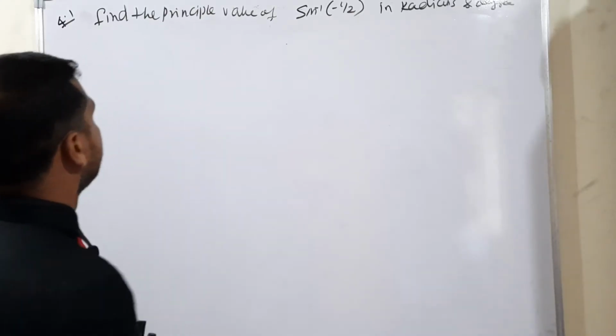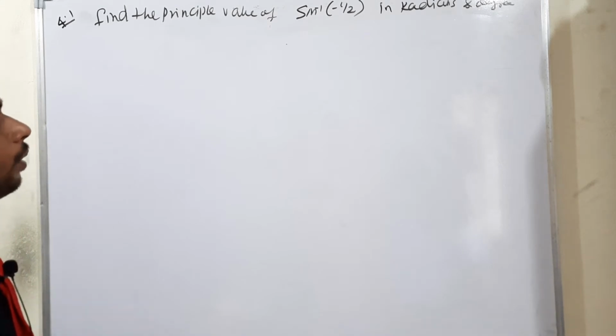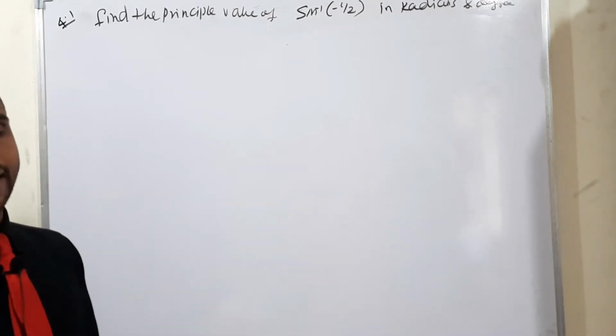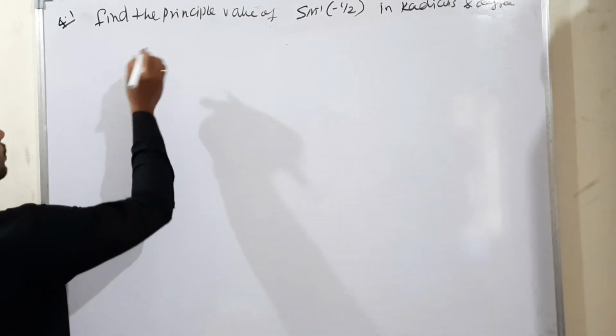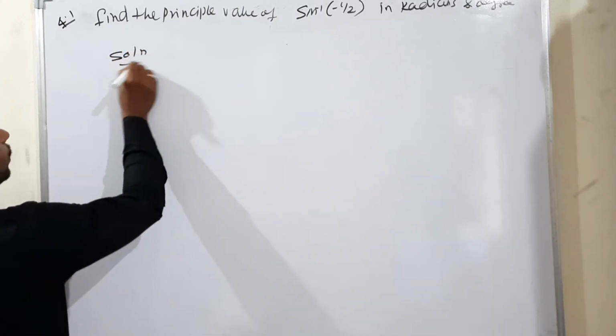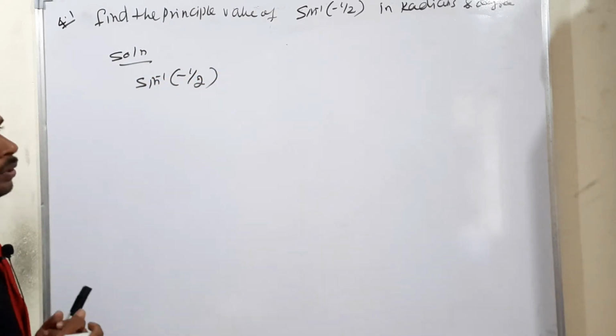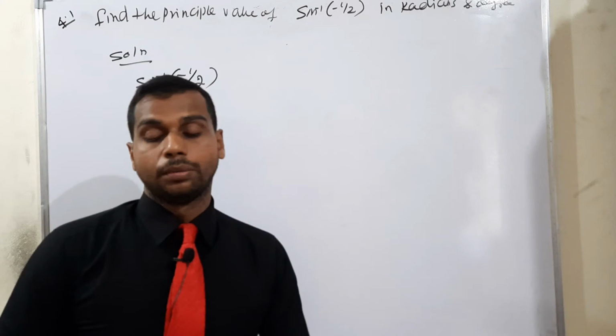Moving to example 4.1, what is the question? Find the principal value of sine inverse of minus 1 by 2. We have to write the answer in radians and degrees. The first one, solution. What is the question? Sine inverse of minus 1 by 2.